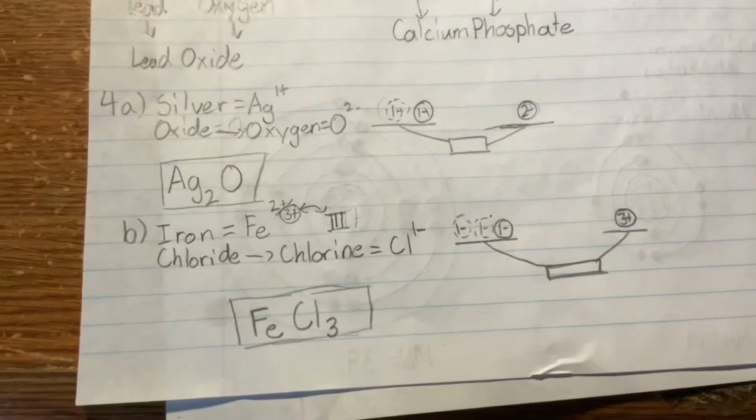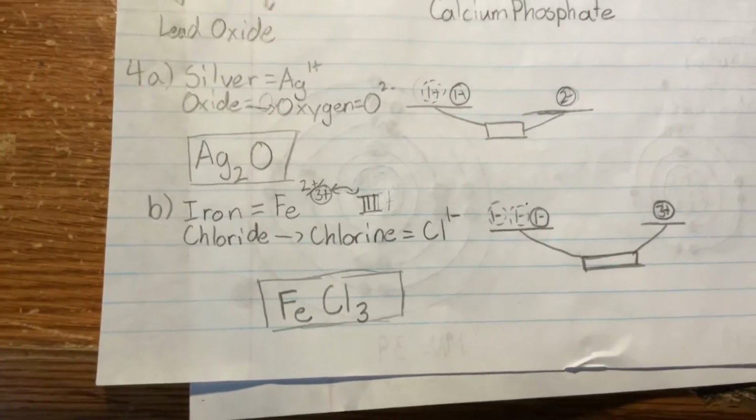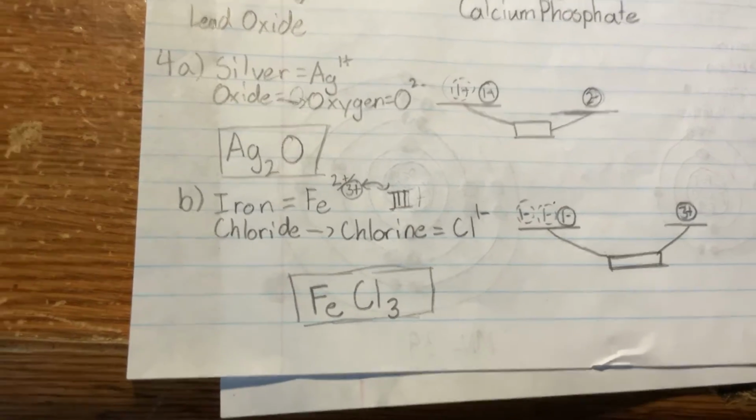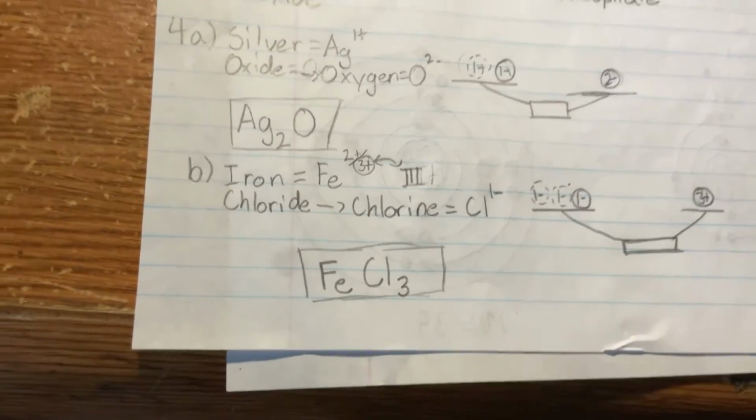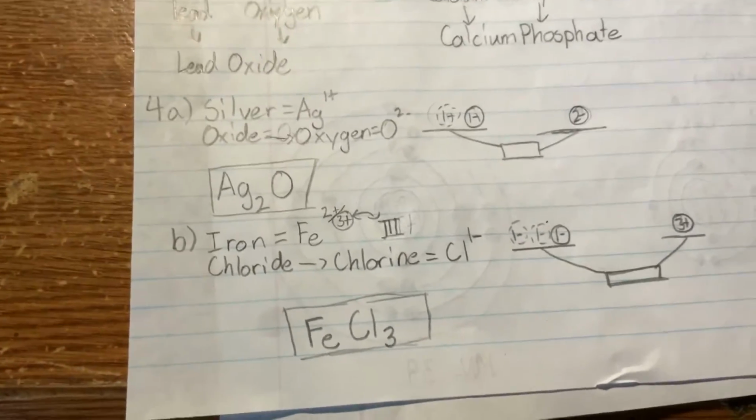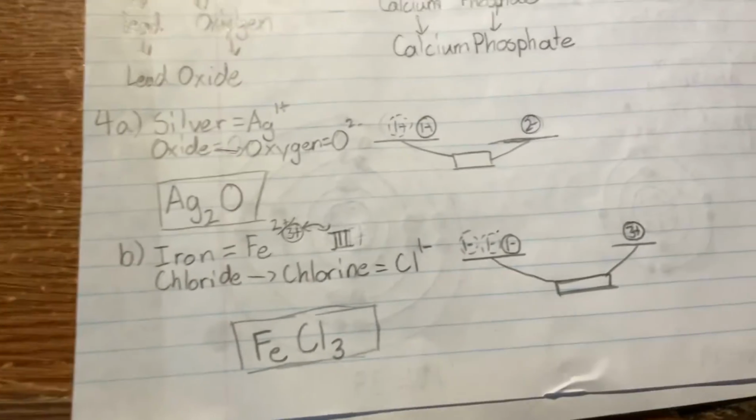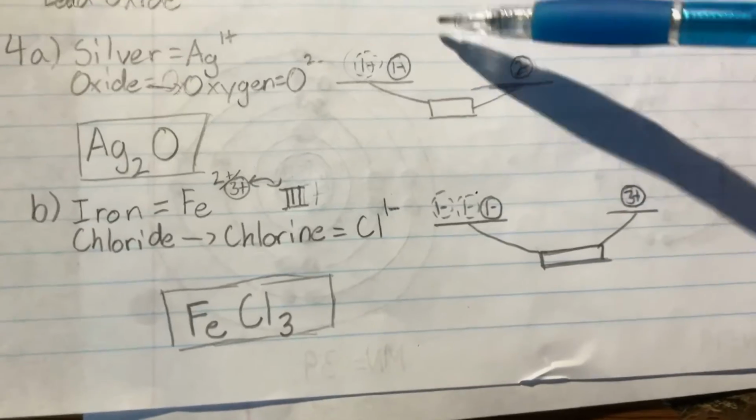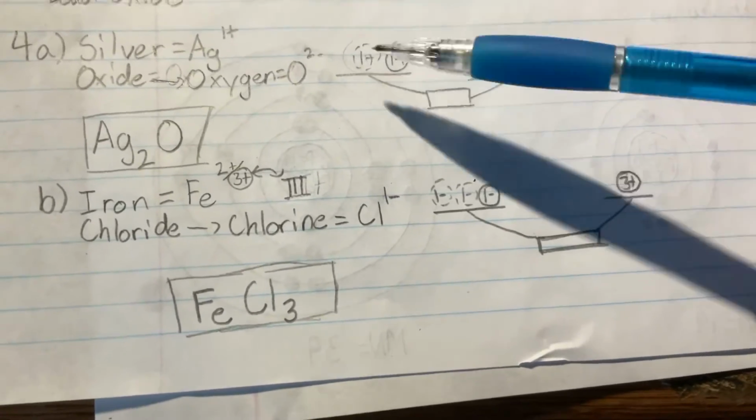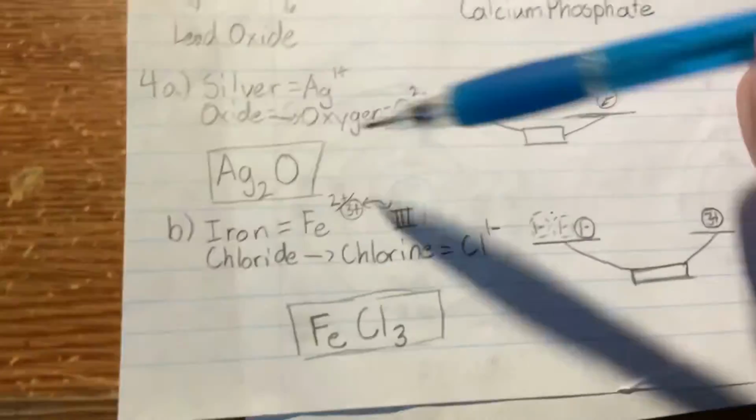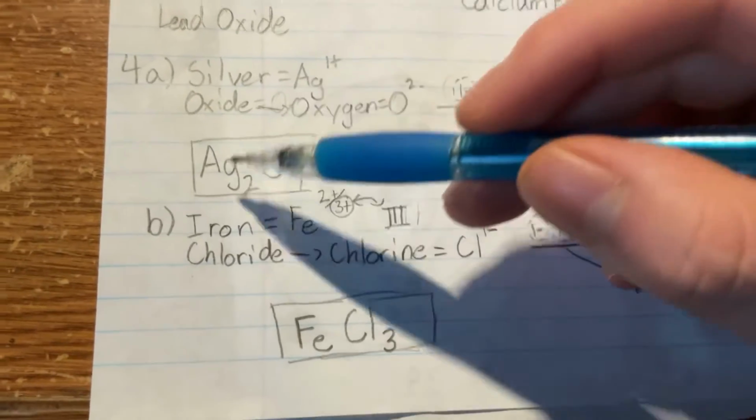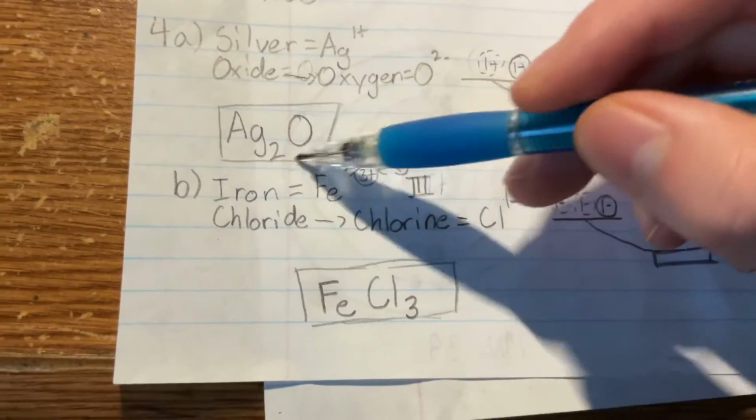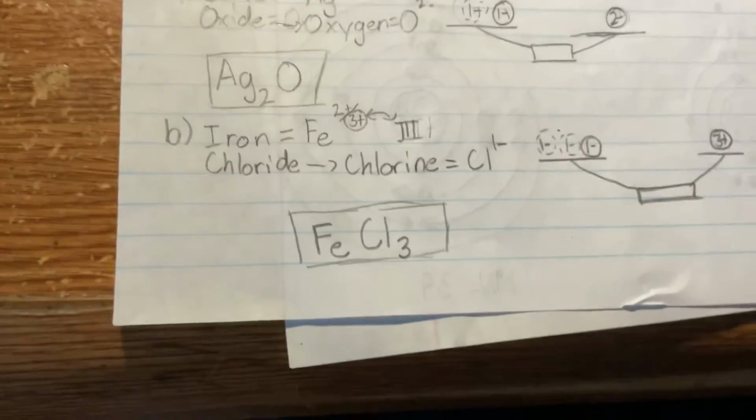For 4a, silver is Ag, and it has an ionic charge of +1, while oxide turns to oxygen, and it has a negative ionic charge of -2. And since we add that on a scale, -2 has more mass than +1, so we have to add another +1 to balance each other out. So we have to times silver by 2, which means Ag2 with an O, oxygen, next to it.